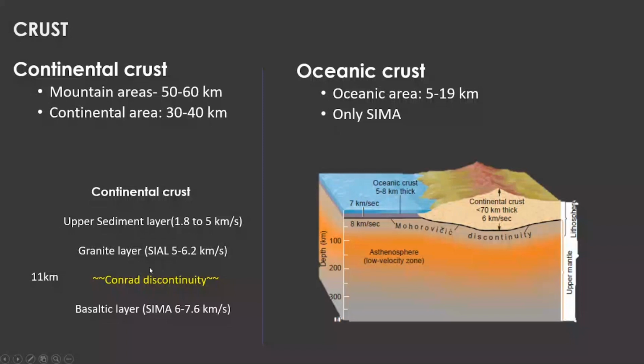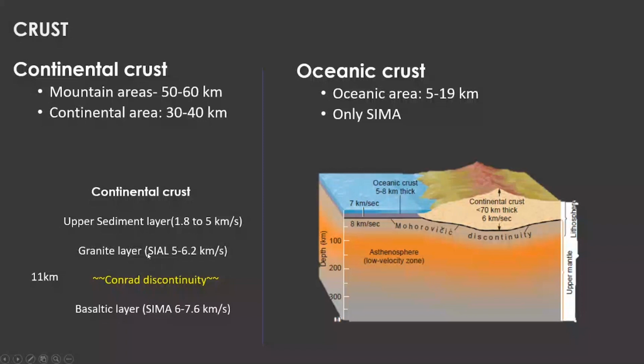Whereas in this case, in the granitic layer, the major composition is silicon and aluminium. So the oceanic crust, where the basaltic composition is more, is called SIMA, S-I-M-A, silicon and magnesium, and the granitic layer is called SIAL, which is silicon and aluminium.